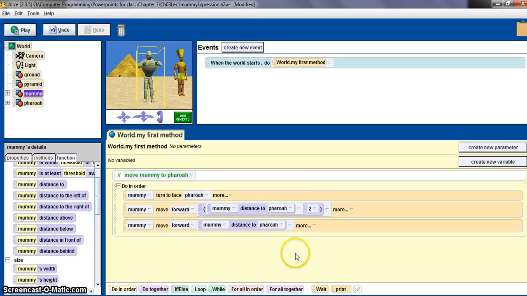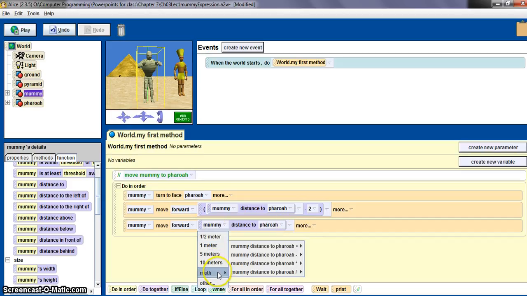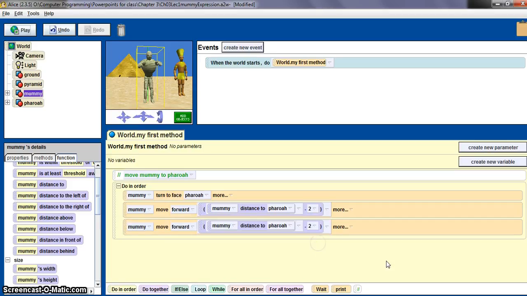But how do I get that minus 2? Well, check it out. You see this arrow right here to the right? Not the one associated with pharaoh, because that would change who it was going to, but to the right of it, I go down and it's saying, well, maybe you really wanted to put a number there. Nope, what I really wanted to do was put math there. So it's going to be mummy distance to pharaoh minus, and you can do whatever, 2 is fine.